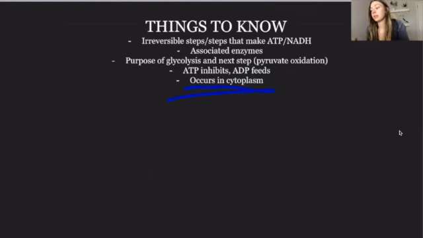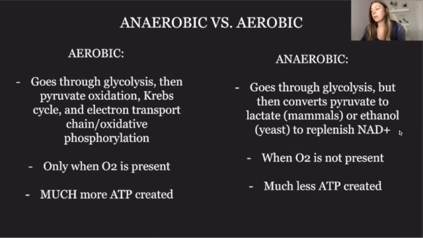And also where it occurs. Glycolysis occurs in the cytoplasm. Once you get past glycolysis in cellular respiration, things start happening in the mitochondria. So keep straight where everything happens in cellular respiration. Glycolysis in the cytoplasm. I'm not going to go too deep into what anaerobic versus aerobic respiration is, but I do want to talk a little bit about how glycolysis plays into it.